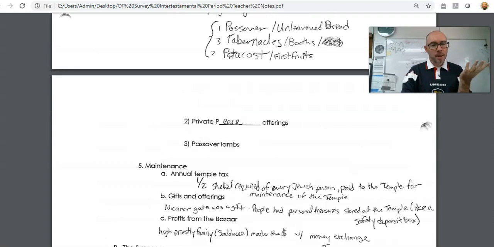How they maintain it. Let's finish this up here, and then next episode we'll do the synagogue. They had to pay a half shekel required of every Jewish person for the temple tax for the maintenance of the complex. You could bring gifts and offerings. People did that often. They had places where you could give there. Nicanor Gate was a gift. Nicanor, that's like a Greek name. People had personal treasures stored at the temple, like a safety deposit box too. So if you want something safe, you keep it at the temple because, who can get in there, right?